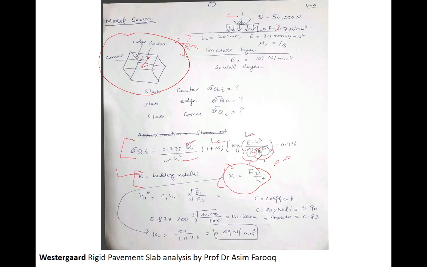E1 is quite clear. We have the condition for the concrete, so we will use the coefficient for concrete, which is 0.83 into 200. From here we determine the H1 value is 111.26 mm. If we want to determine the bedding modulus, K is equal to E2 divided by H1 static. So from here we can easily determine the value of the bedding modulus.